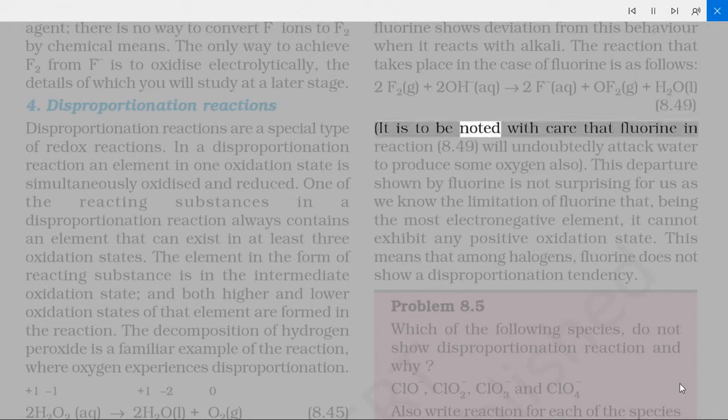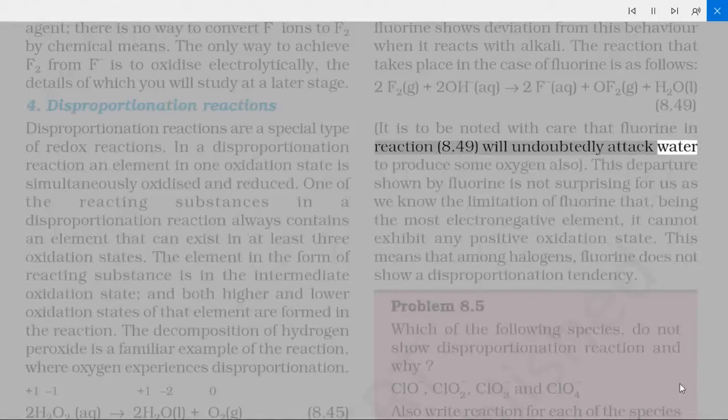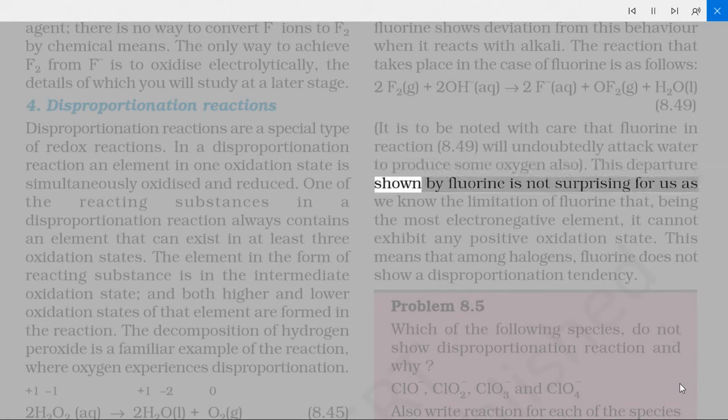It is to be noted with care that fluorine in reaction 8.49 will undoubtedly attack water to produce some oxygen also. This departure shown by fluorine is not surprising for us, as we know the limitation of fluorine that, being the most electronegative element, it cannot exhibit any positive oxidation state. This means that among halogens, fluorine does not show a disproportionation tendency.